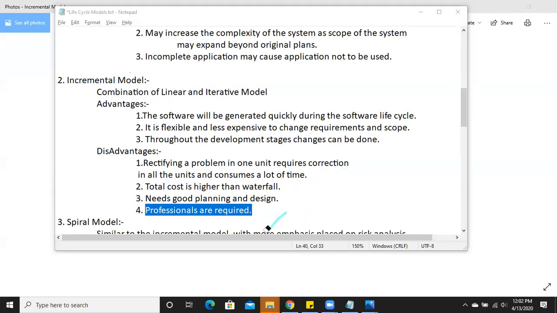Right. So just link these 3 points to each other. That will make it easy for your understanding.